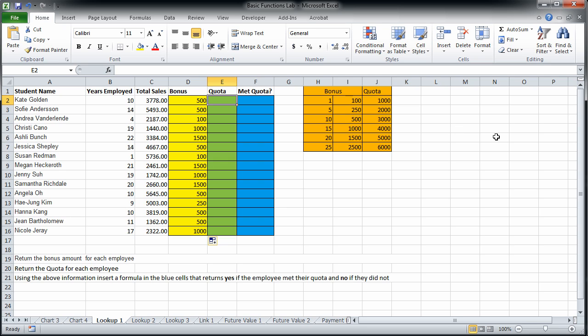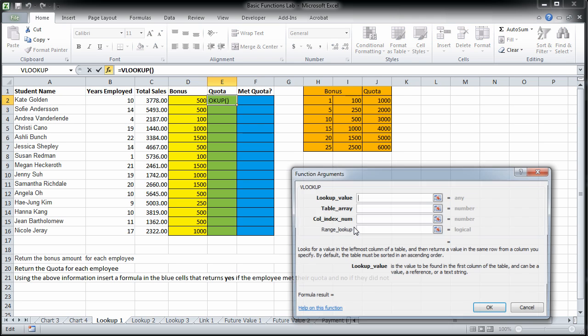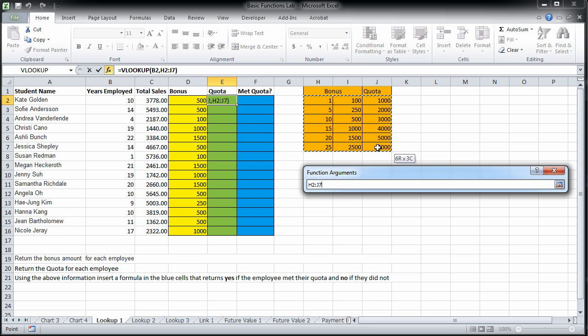Now the next thing I want to do is based on the same years, they have a quota. So if they've worked 5 years, their quota is 2,000 in sales. I'm going to come over here and quickly use the VLOOKUP function again. The lookup value is going to be the same in years. The table is going to be the same.